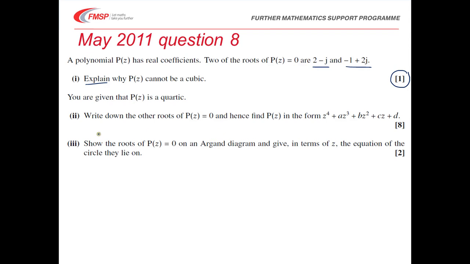We're then told that it's quartic and asked to write down the other roots and then hence to find p of z, so using the other roots. We're then asked to show the roots of p of z on an Argand diagram and give in terms of z the equation of the circle they lie on. So we're told that they lie on a circle and we need to find the equation of that circle.